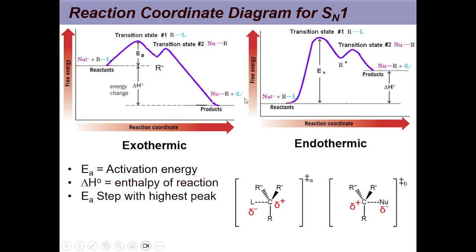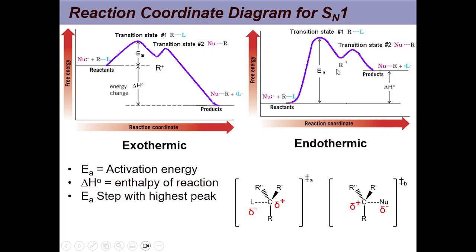Now, the process is almost exactly the same in the right one, the endothermic one. First of all, with the reactants, the alkyl halide, the leaving group leaves, and in the progress of leaving, you're going to have the first transition state. After it has completely left, you're going to have R plus, the first carbocation intermediate.